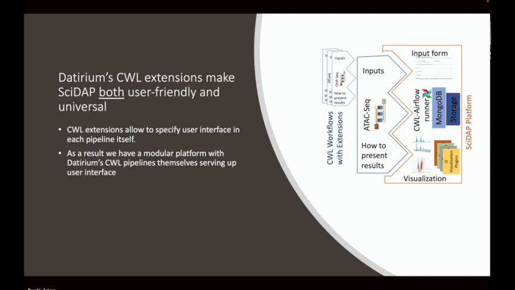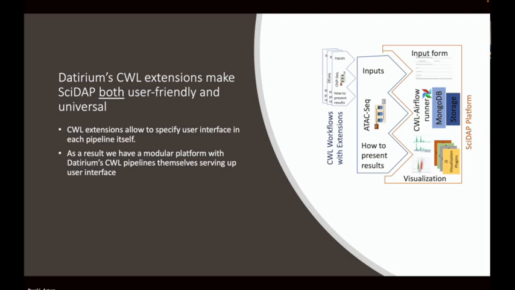So we took CWL and we also added what are called CWL extensions. What extensions do is allow us to interpret inputs and outputs in order to create an interface for the pipelines. So since we have the input information and the type of each input, we can create the input forms that you saw. And since we know the type of output, we can use a specific viewer for each file that is produced.